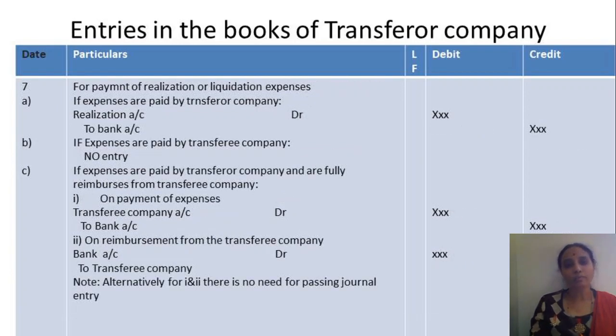Then the seventh entry in the books of transferor company is for payment of realization or liquidation expenses.